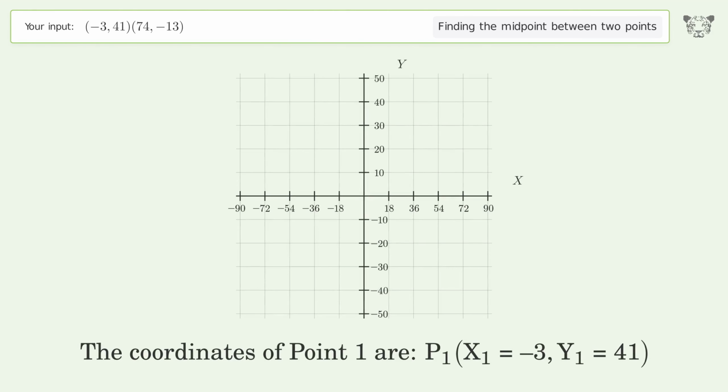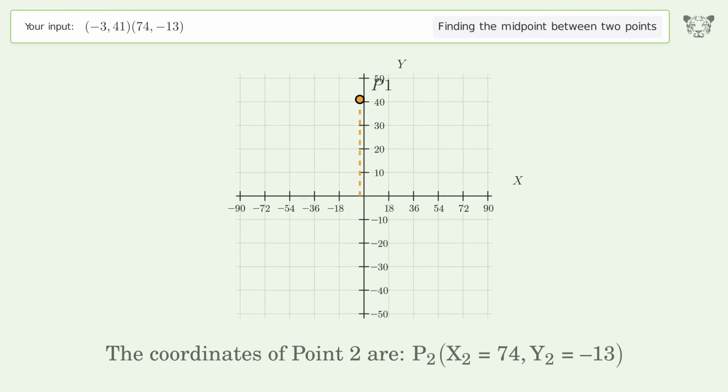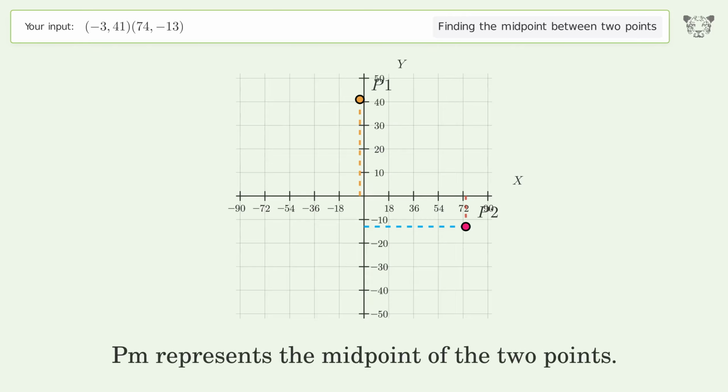The coordinates of point 1 are x1 equals -3, y1 equals 41. The coordinates of point 2 are x2 equals 74, y2 equals -13. PM represents the midpoint of the 2 points.